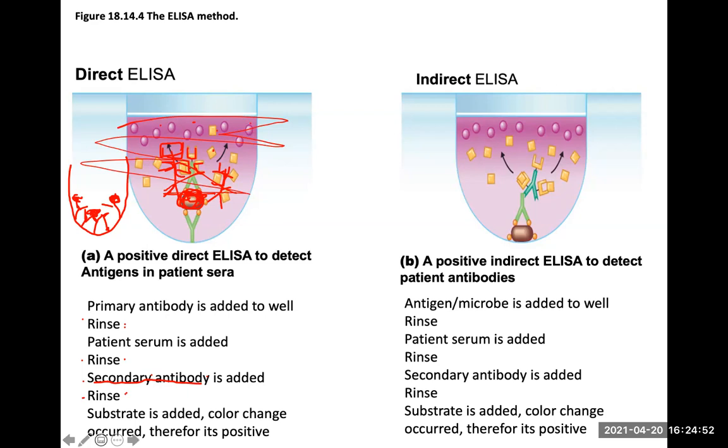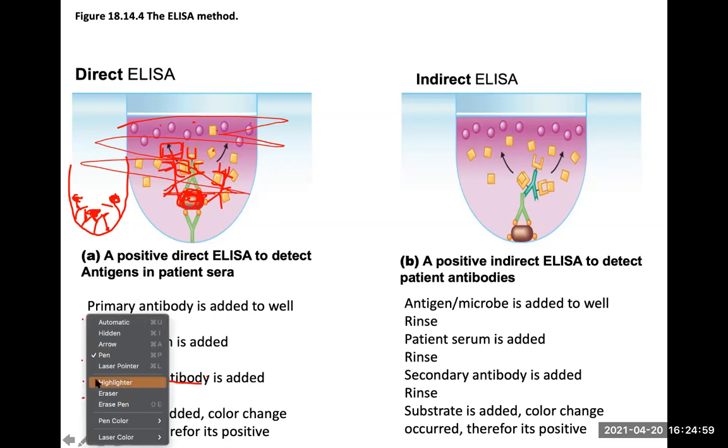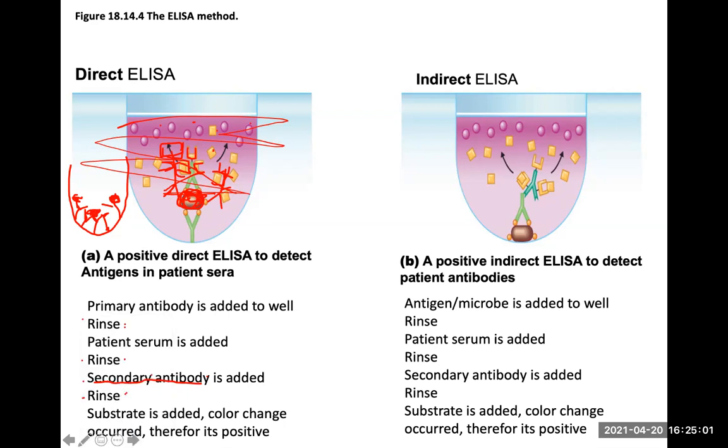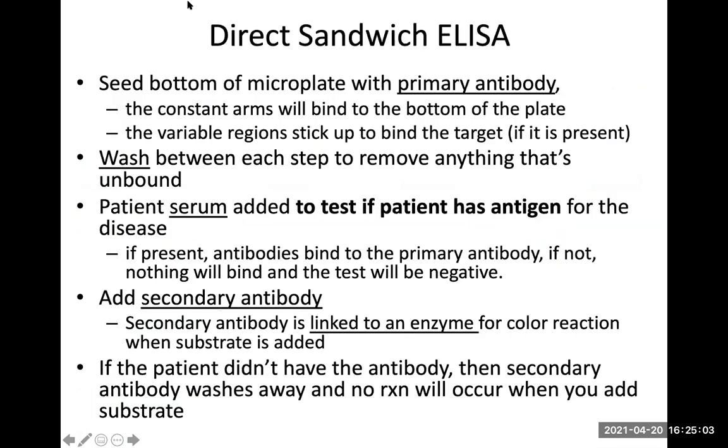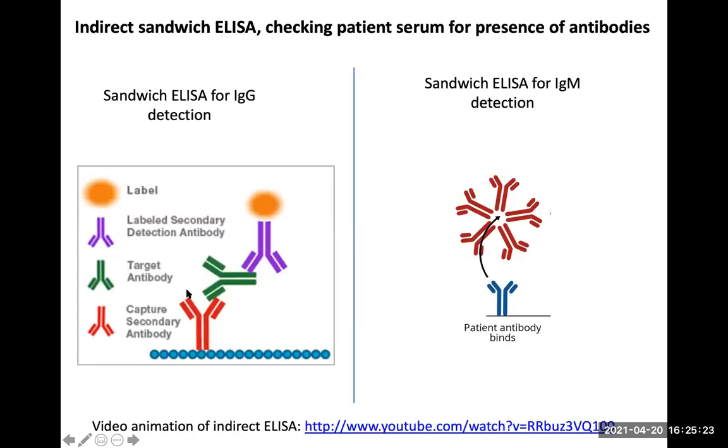So I'm not going to talk about indirect here because you saw it in lab. So direct sandwich ELISA is what we just went over, and I typed it all out for you. So make sure you read this and you understand it. Test yourself. Draw it out, write it out from memory. Make sure you understand the difference between direct and indirect.